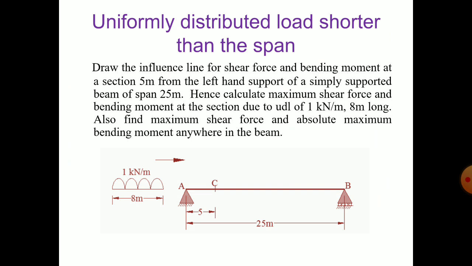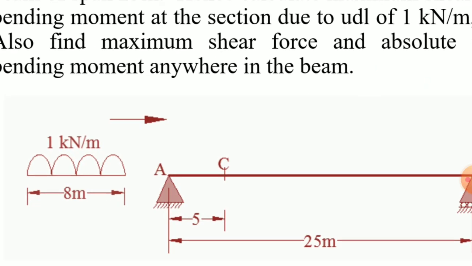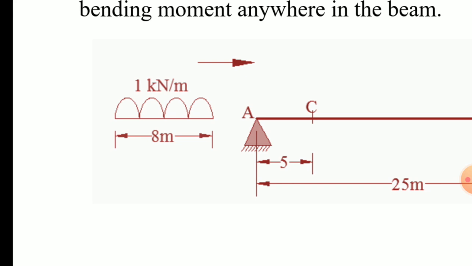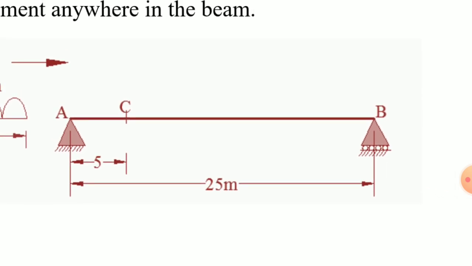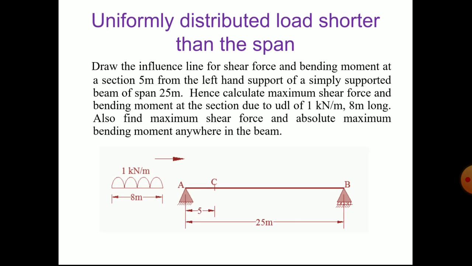Hence calculate maximum shear force and bending moment at the section due to a uniform distributed load of 1 kilonewton per meter, 8 meter long. Also find maximum shear force and absolute maximum bending moment anywhere in the beam. So this is the 8 meter long, 1 kilonewton per meter UDL crossing a simply supported beam of span 25 meter, and the section of interest is C, that is at 5 meter from the left hand support.